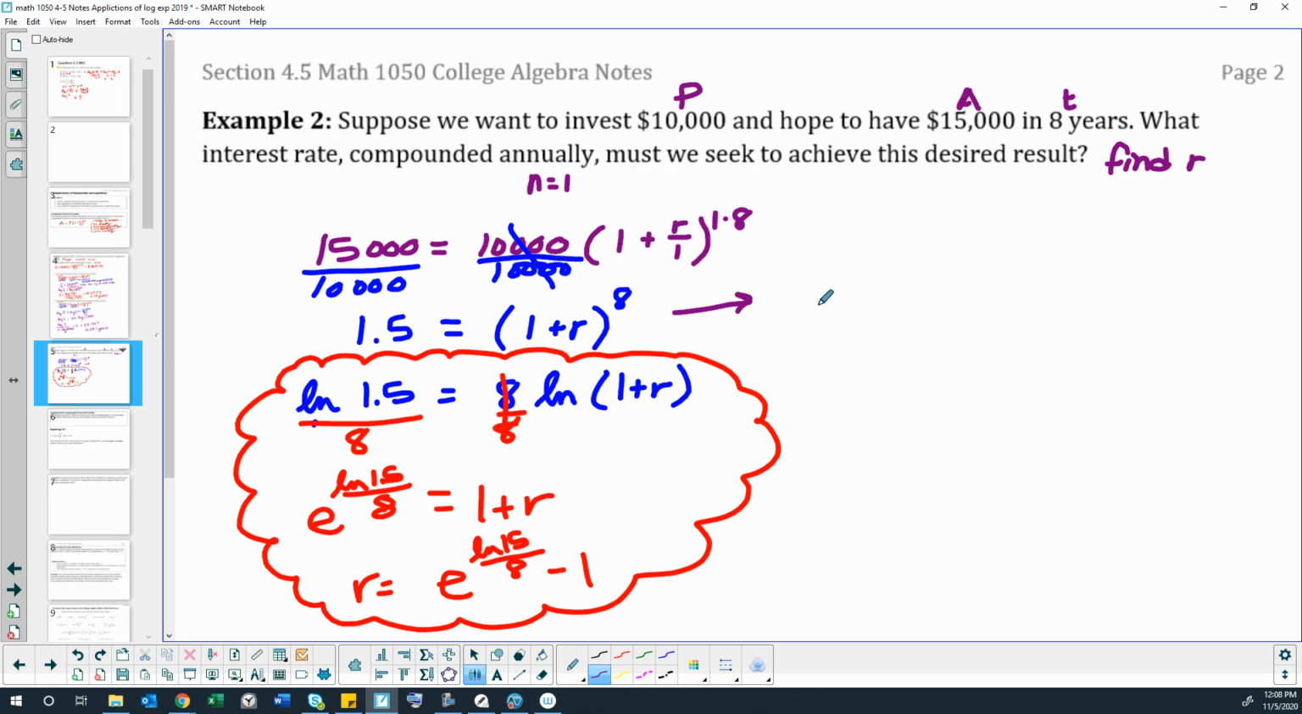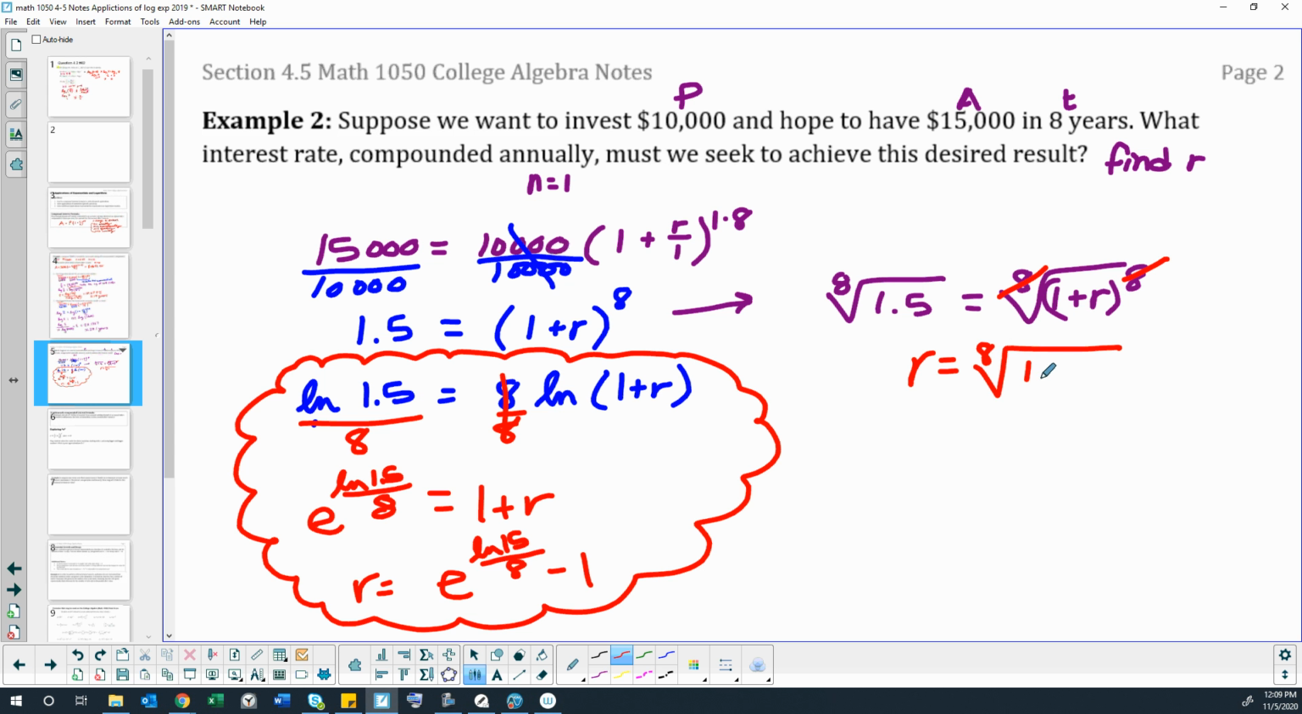So at this point, to get rid of our 8th power, we don't need to use a logarithm. All we need is an 8th root. So we want the 8th root of 1.5 to equal the 8th root of (1 plus r) to the 8th power, which cancels our 8th root, right? So now this thing equals 1 plus r. So r is simply going to be this 8th root of 1.5 minus 1.